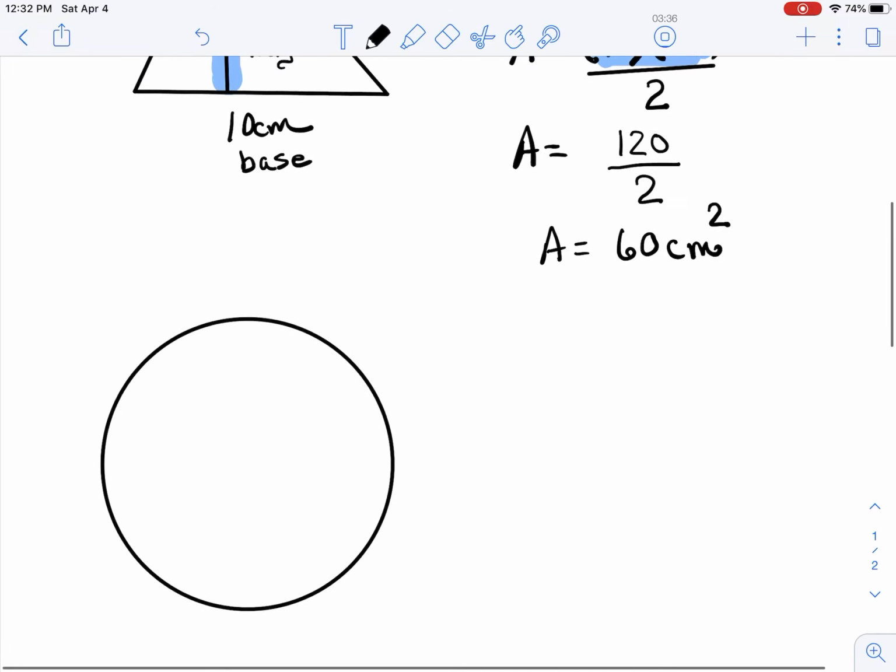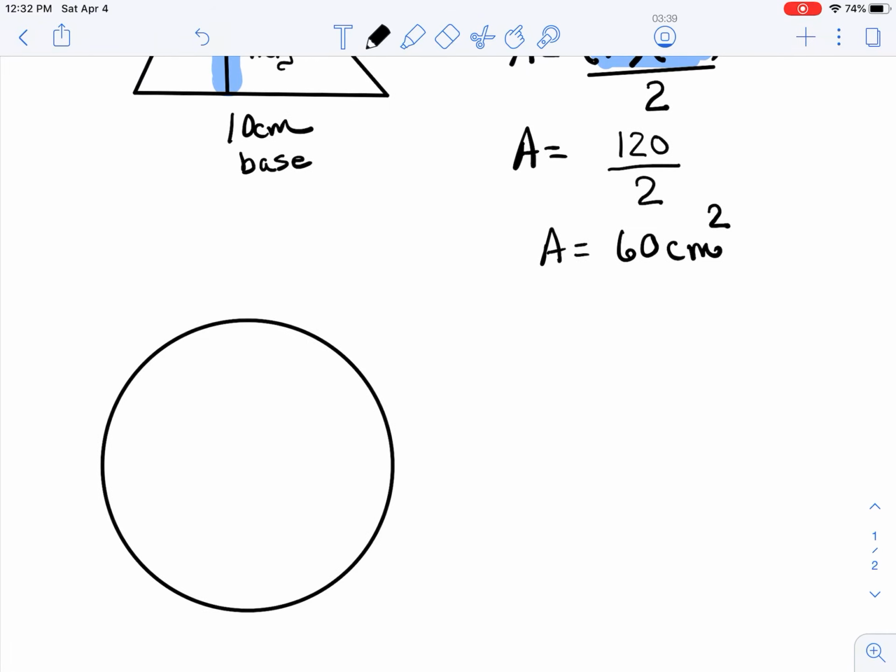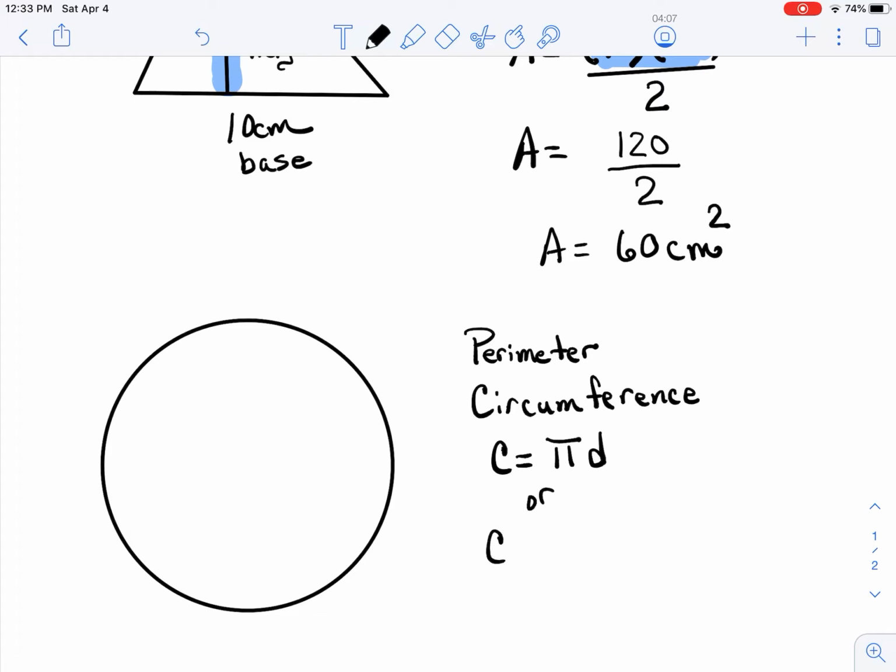And you just want to look at a circle here. So for a circle, we've got a formula for perimeter. And when we look at the perimeter of a circle, we're looking at the circumference. So you can say C for circumference is pi times diameter d, or if you want, you could say C equals pi r times 2. So I'm going to do it both ways.